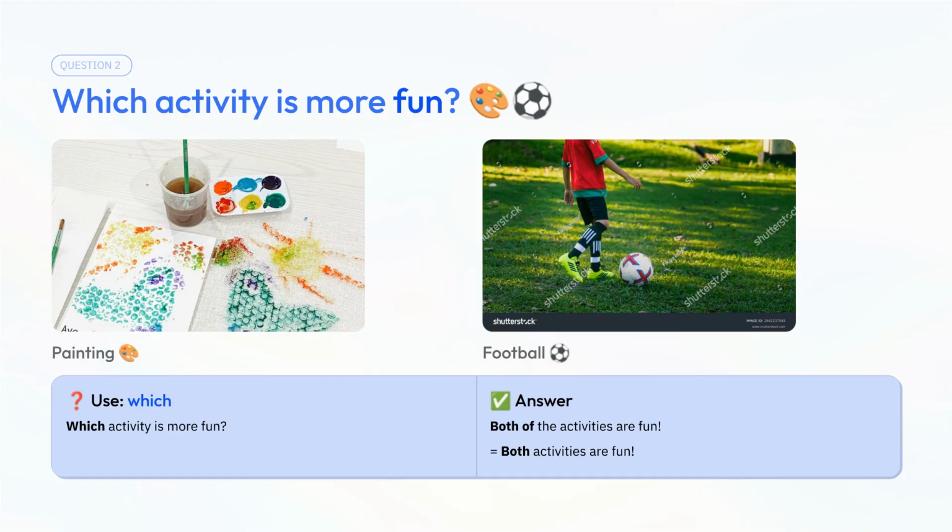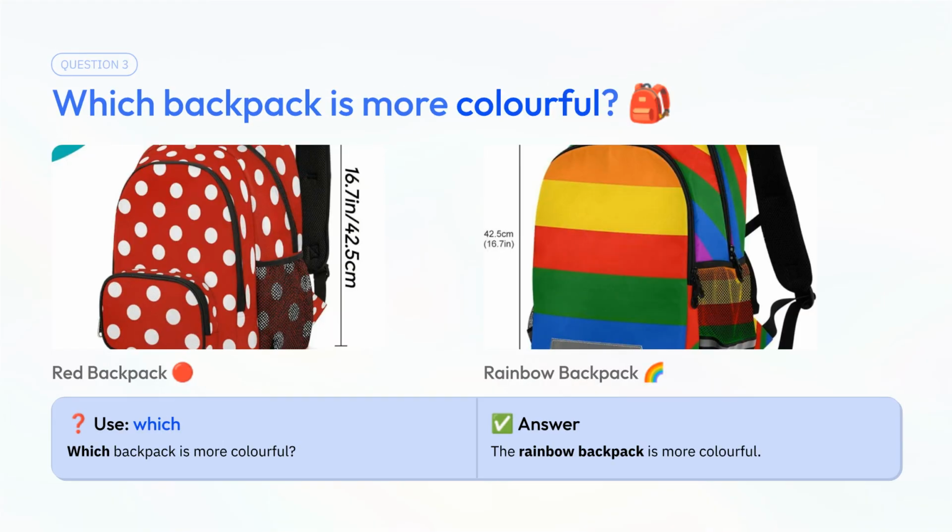Question 2 compares painting and playing football. Using which, the question is, which activity is more fun? The answer is, both of the activities are fun, or both activities are fun. Question 3 compares a red backpack and a rainbow backpack. Using which, the question is, which backpack is more colorful? The answer is, the rainbow backpack is more colorful.